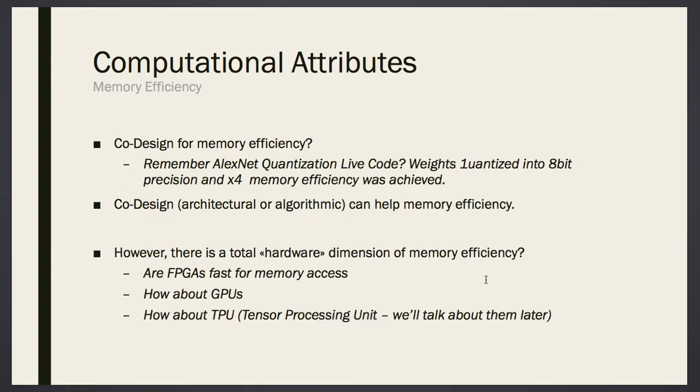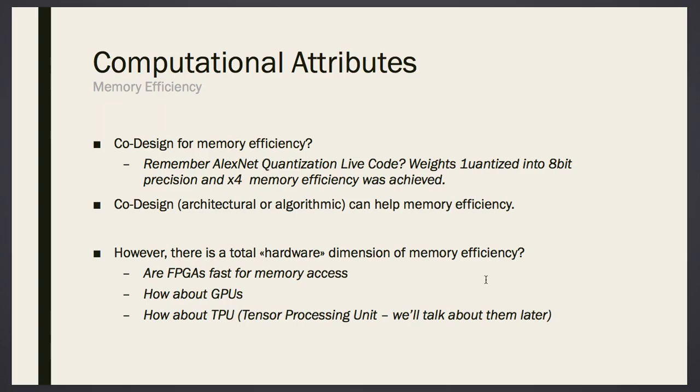Okay, we've done co-design for memory efficiency, you remember? Because in class we have done an AlexNet quantization live code. We have it on the live code sessions as well. Where weights were quantized into 8-bit precision, and since they were originally single precision, which is floating point precision, which is 32 bits, when you make them 8 bits, you get 4 times memory efficiency, right? That was a co-design. So using co-design, you can do architectural, algorithmic advances. It can help the memory efficiency.